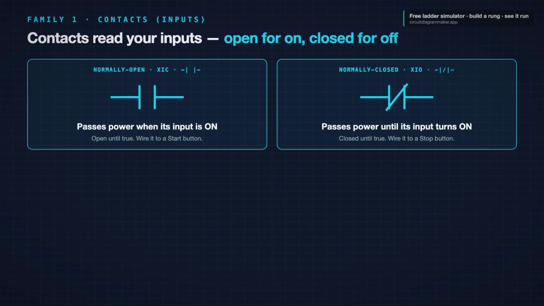The second is the normally closed contact, the same 2 bars with a diagonal slash through them. That is XIO, examine if open. It is the mirror image. It passes power until its input turns on, then it blocks. Wire it to a stop button, and the rung stays live until you press stop. So a normally closed contact means continue the rung only if this input is false. Open for on, close for off. Those 2 contacts express every input condition you will ever need.